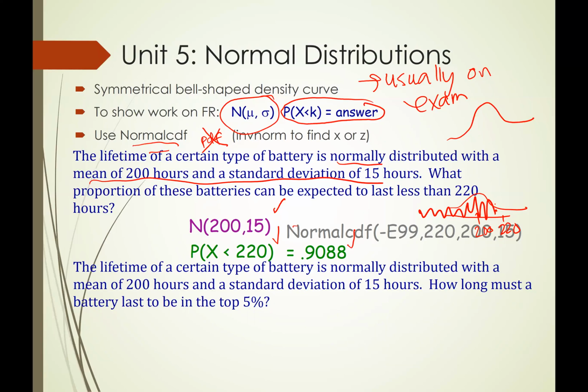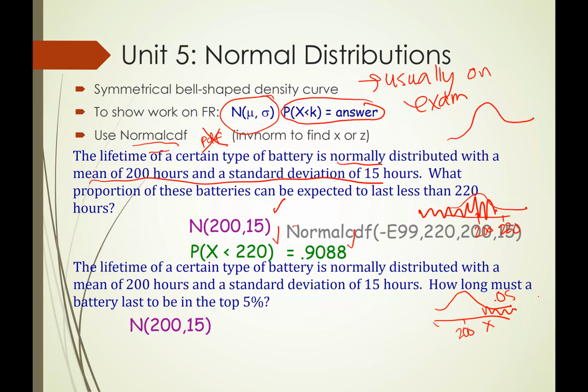The lifetime of a certain type of battery is normally distributed. How long must the battery last to be in the top 5%? So now I'm telling you the area is 0.05, and I want to know what X value is right there to make the area above it 0.05. So I'm trying to do the opposite. Now, instead of knowing what the number is, I know what the area is, and I want to work backwards, or I want to do the inverse.